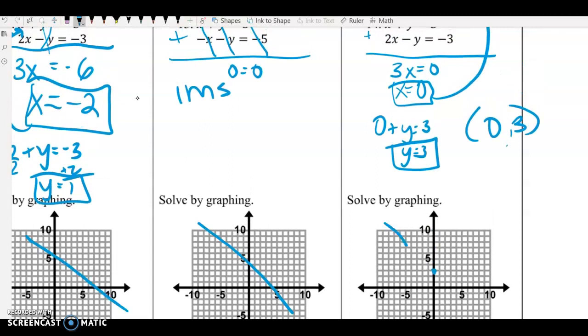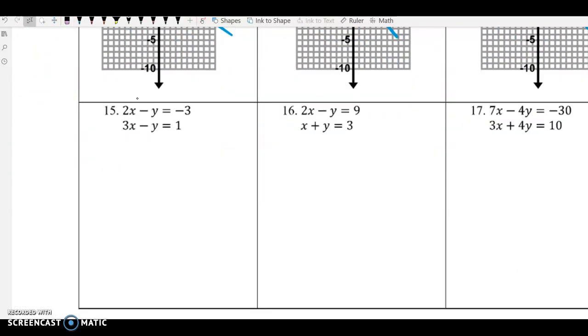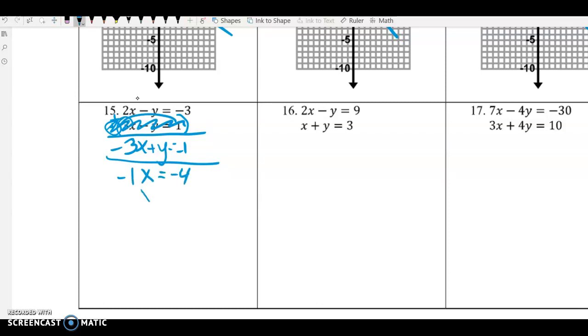We're not going to worry about graphing right now. All right, down below, let's take a look. I'm going to make this into an addition sign. I see that these y's could eliminate, but they're not quite there yet. So what I'm going to do is multiply this bottom equation by negative 1 so that this y can become positive. So I'll get negative 3x when I multiply that, plus y equals, when I multiply negative 1 times 1, I get negative 1. My x's don't eliminate, my y's do, so I'm left with negative 1x equals negative 4, which means x equals 4. I can now go back in to my equations and solve.